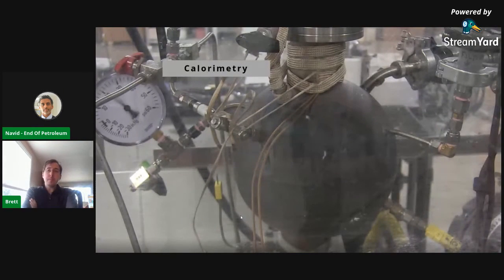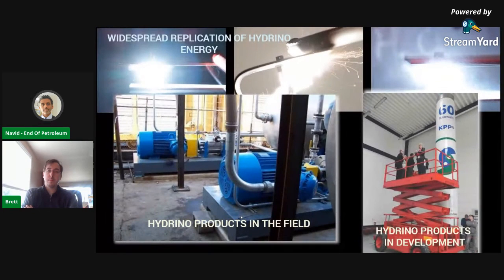As of today, at Brilliant Light, one of the hydrino energy companies, in calorimetry testing, they have a reactor that produces at least 100 kilowatts of energy. So already competitive with fossil fuels and the internal combustion engine, and then we'll eclipse it. And we have widespread worldwide replication of hydrino energy. There's individual researchers, young researchers coming up. There's hydrino products in the field. They don't go by that name, but they produce heat that couldn't be explained by any other chemistry. And we have hydrino products in development around the world.